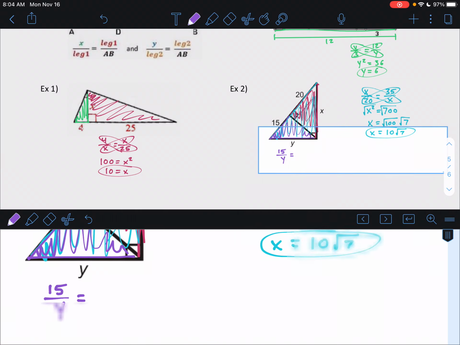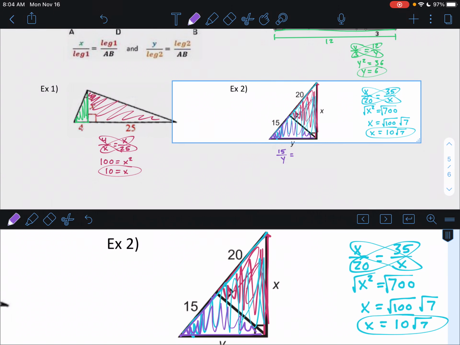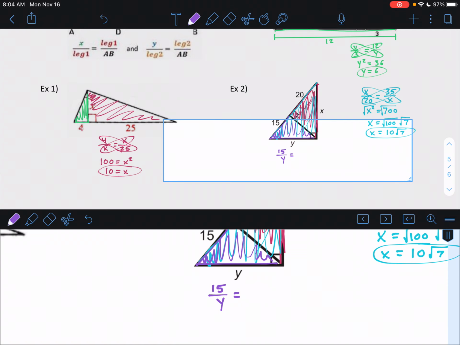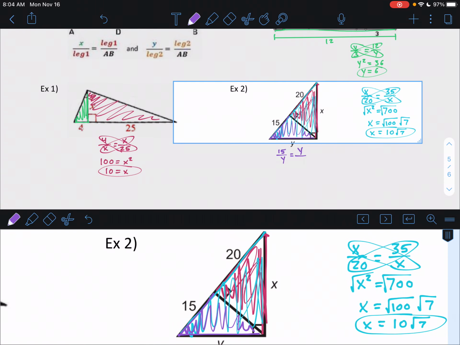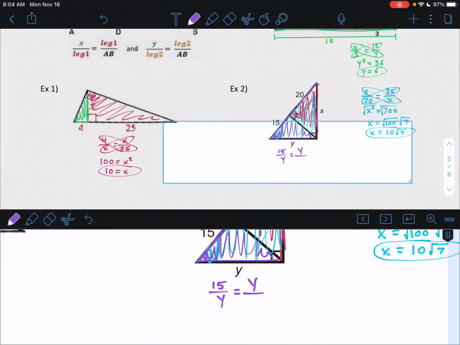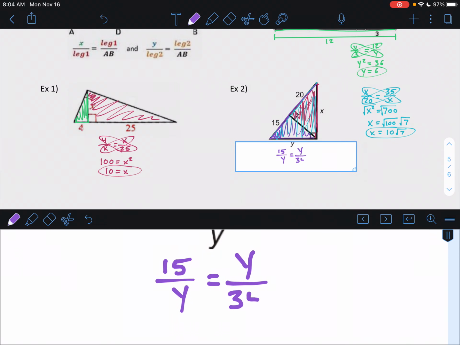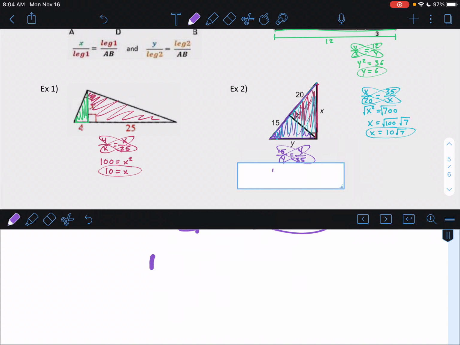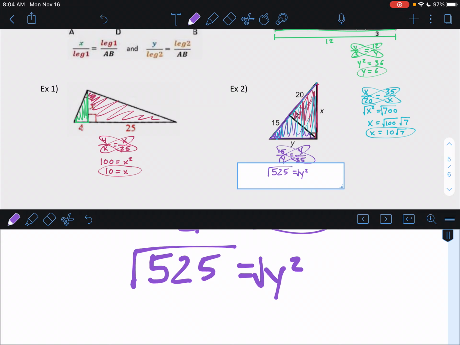And then if I look at my entire triangle, the short leg is going to be y, and the hypotenuse is going to be the 20 plus the 15 again, just like in the last problem. The 20 plus 15 is 35. I'm going to do my butterfly method. 15 times 35 is 525, and y times y is y squared. Take the square root of both sides to solve for y.